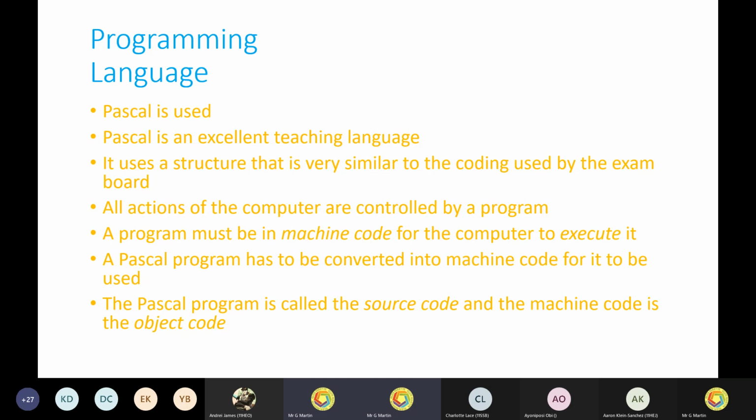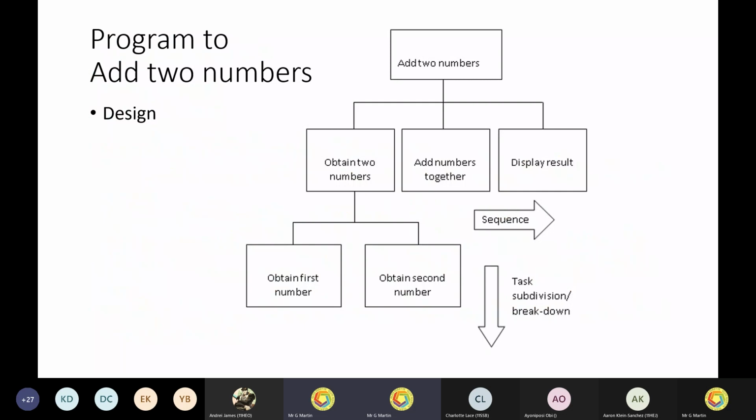So programming language, I mentioned Pascal is used. Why? Because it's a fantastic teaching language. It uses a structure that is very similar to the coding used by the exam board. All of the actions of the computer are controlled by a program. A program must be in machine code for the computer to execute it. A Pascal program has to be converted to machine code for it to be used, and we'll look at all the stages. You have to know that for the exam. So the Pascal program is called the source code, and the machine code is the object code.